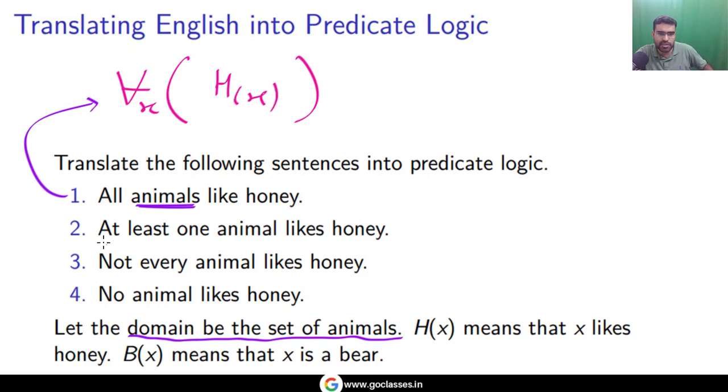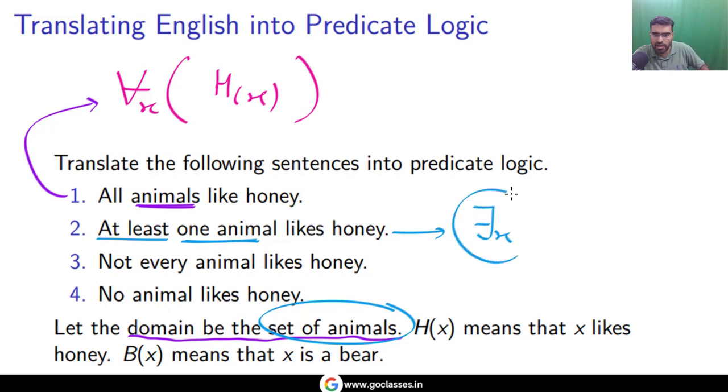What is the second statement? At least one animal likes honey. Again, the domain is set of all animals. So I can say at least one element in the domain likes honey. I can say there is at least one element in the domain, it likes honey. Okay, so this is how you can write.